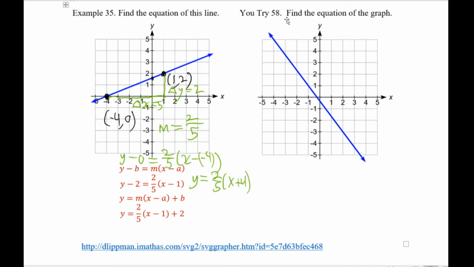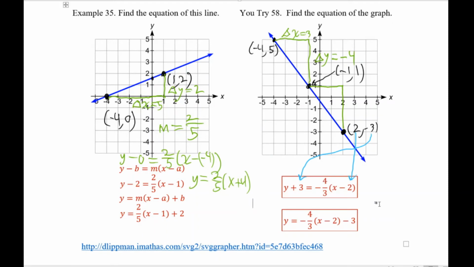Now you try 58. Find the equation of this graph. Here, there are 3 points that I could find: (-4, 5), (-1, 1), and (2, -3). Between any 2 points, I find that the slope is going to have a delta x of 3 and a change in y of -4. Same for here. Move to the right 3, go down 4. So my slope shall be change in y, -4, over change in x, +3.